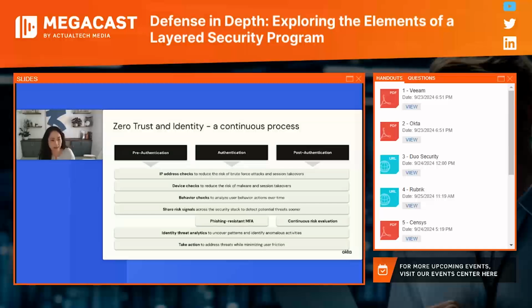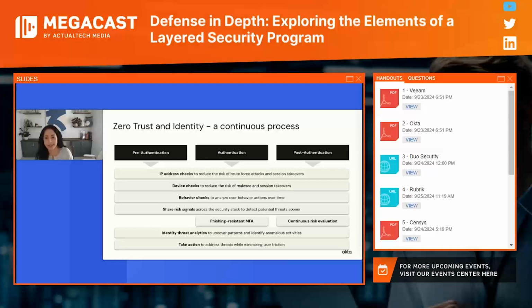So that about wraps up my slides here, but I do think we have some time for questions. See a couple in the chat. So first question here, how do these best practices for zero trust and identity align to the CISA zero trust security model? So that's a great question.